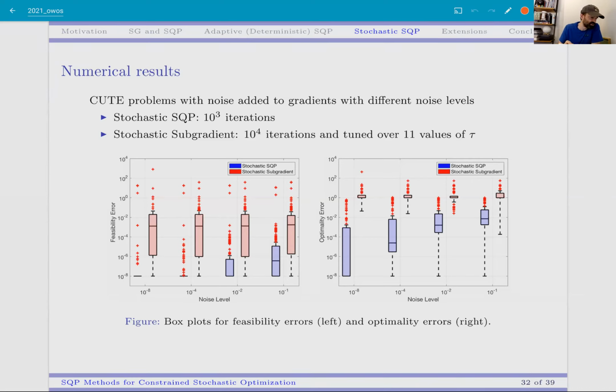So for different levels of noise, for very little noise, we're able to get very accurate, at least a feasible iterate, and pretty good in terms of optimality over here. These are just regular box plots. As we inject more noise, we see that we're still generally able to get feasible with our algorithm, although optimality is not necessarily as good as we get with little noise, but overall uniformly better than the stochastic subgradient method.